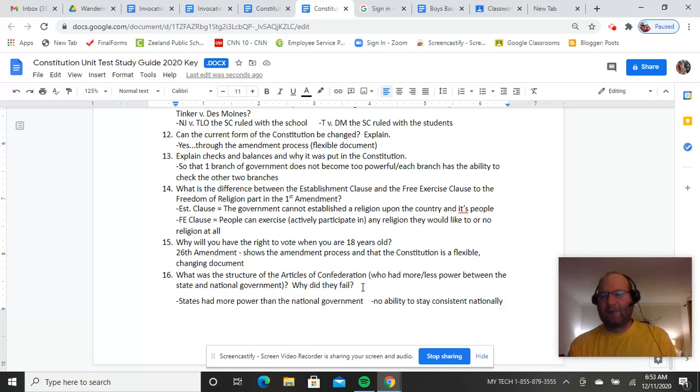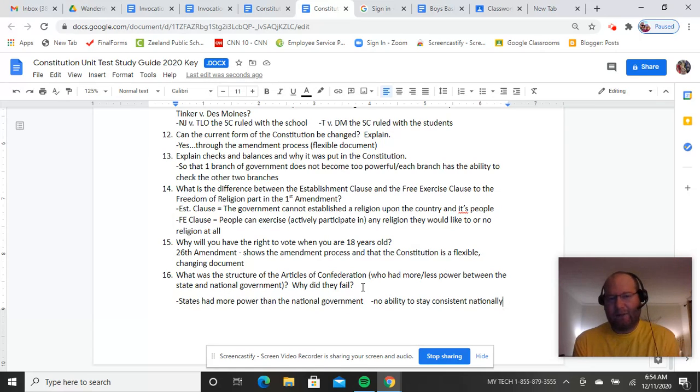The national government could raise an army, but with what money? They had no money to raise an army, so they would have had to rely on the states to help defend the country. And if Georgia in the South is being attacked by some other country, yeah, we want to defend them, but if Massachusetts way up north, are they going to send troops? Maybe, maybe not. As opposed to now, when it's flipped, our national government has an army that they take care of.